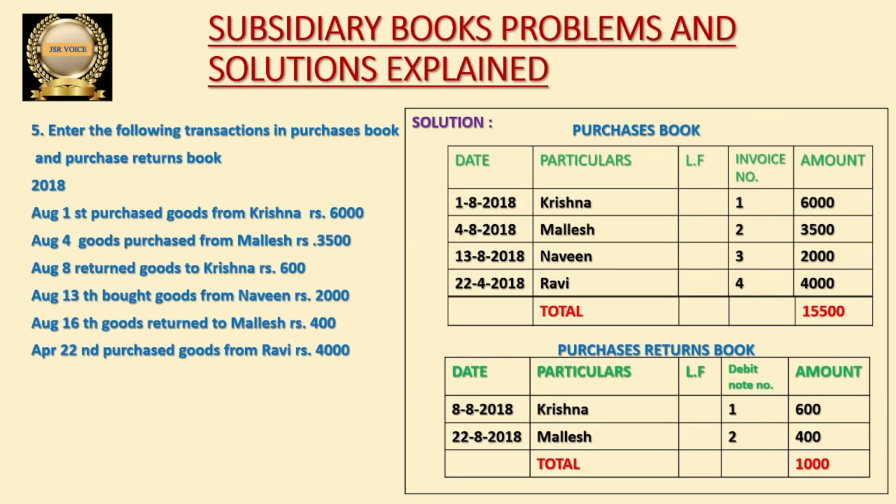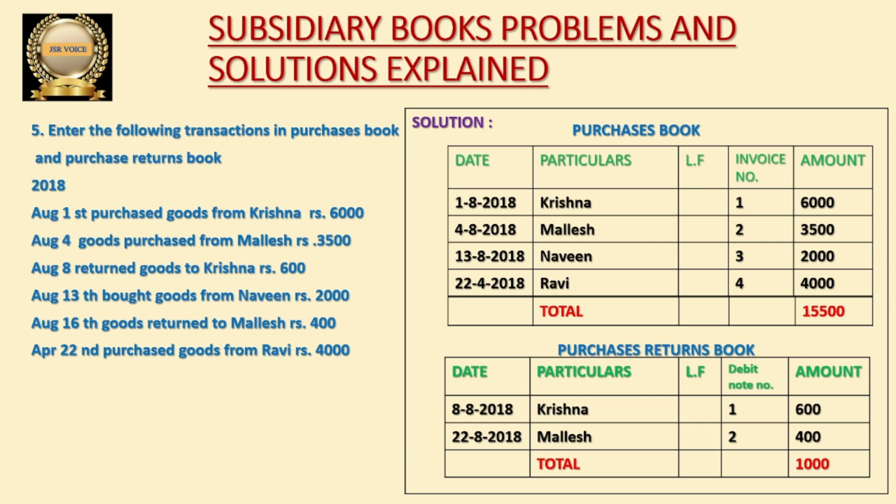Next one is fifth one. Enter the following transactions in purchases book and purchase returns book. So they are asking us to prepare two books here, purchases book as well as purchase returns book. So we have to prepare two books. How to prepare these two books?